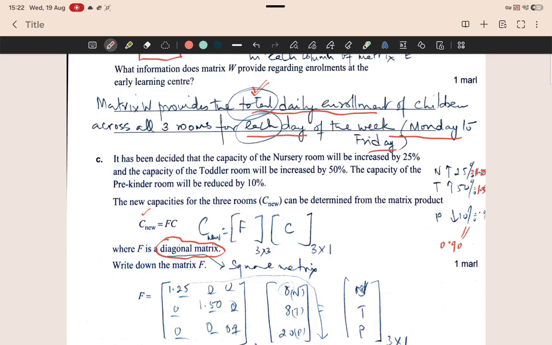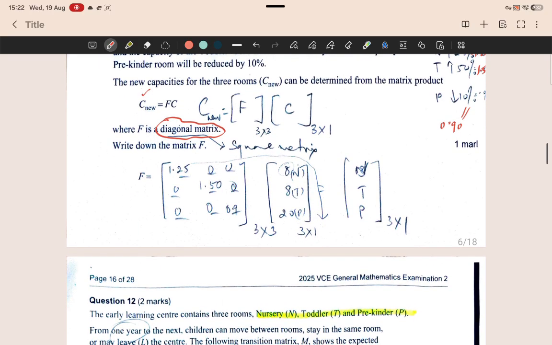So what you're basically doing is multiplying this matrix C given. This is your N, T and P. This is just for my own understanding that I write N, T and P. You can also write that outside. And this is a 3 by 1 matrix, and if you want a new capacity matrix, you are obviously again asking for N, T and P, whose order is also 3 by 1.